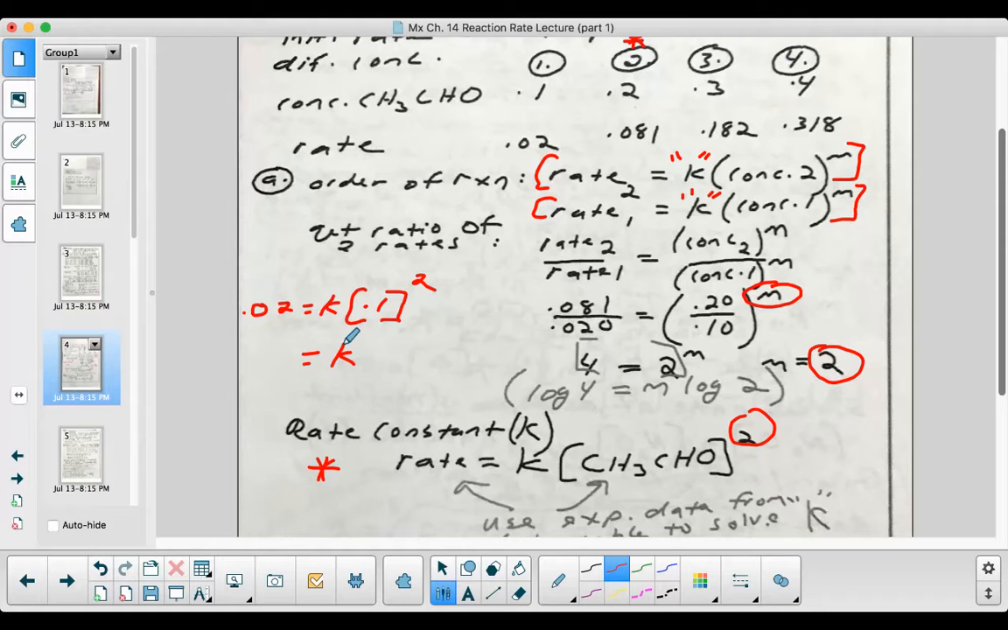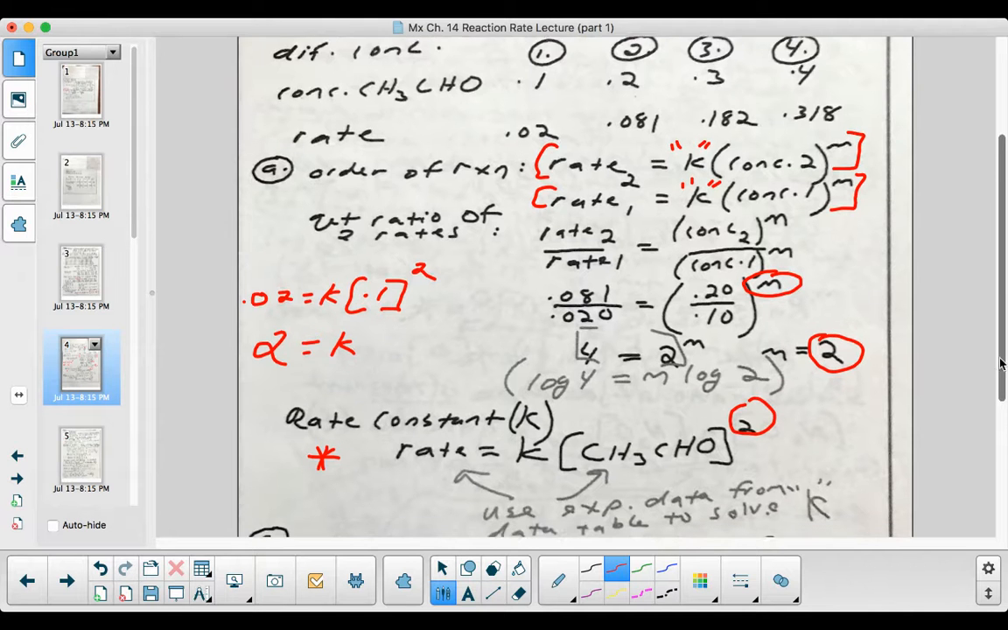So if I do that quickly, if I take 0.1 raised to the second power, and then I take 0.02 divided by 0.01, I'm going to get 2. So my rate constant here is 2. So now you've gone through and you've solved for your rate constant.